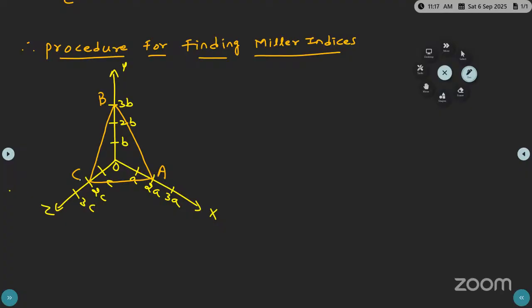These points are called intercepts made by the plane.